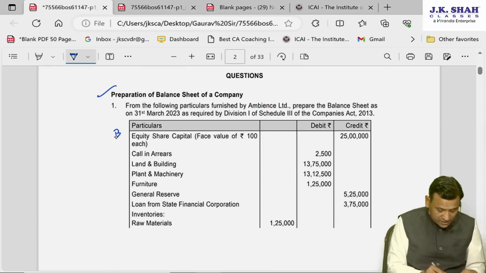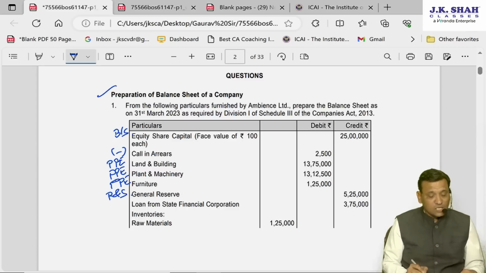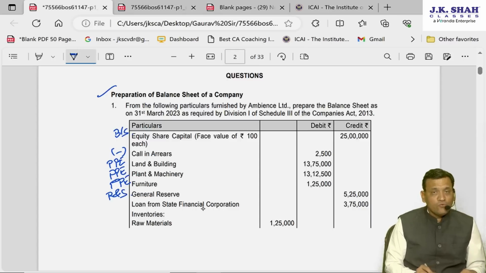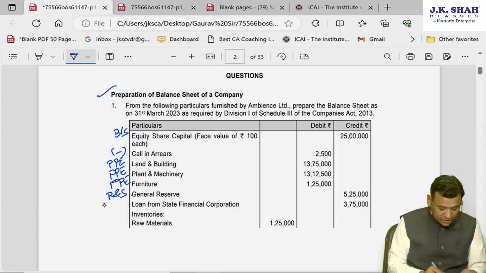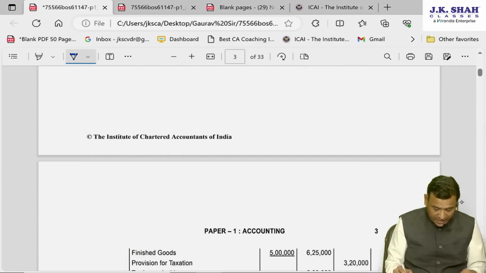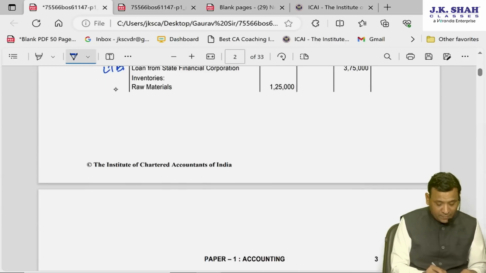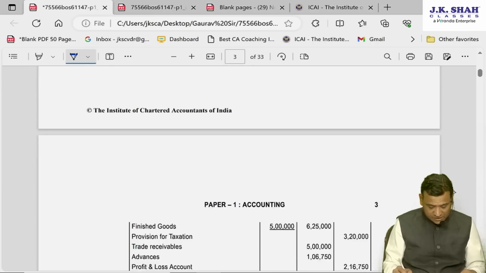Equity share capital, obviously it's a balance sheet item. Calls in arrears will be reduced from equity share capital. Land and building will be shown under PPE, under non-current assets. Plant and machinery, again PPE. Furniture is an item of PPE. General reserves will be shown under reserves and surplus. Loan from State Financial Corporation is nothing but long-term borrowings. Inventories of raw materials and finished goods, can I say both of them will be part of inventory in current assets?